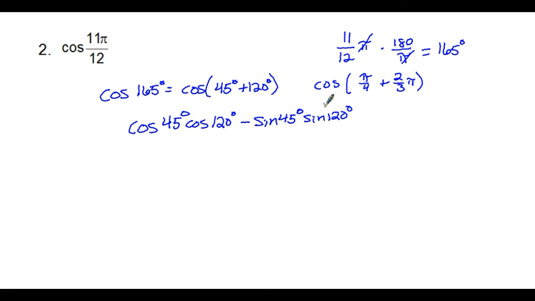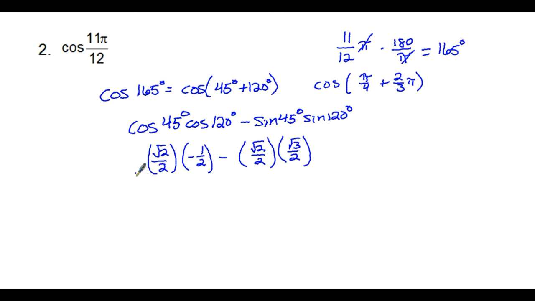Okay? So, cosine of 45 degrees is the square root of 2 over 2. Cosine of 120 degrees is a negative 1/2. The sine of 45 degrees is root 2 over 2. And then the sine of 120 degrees would be root 3 over 2.